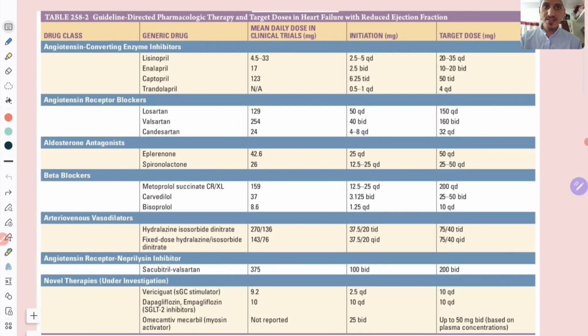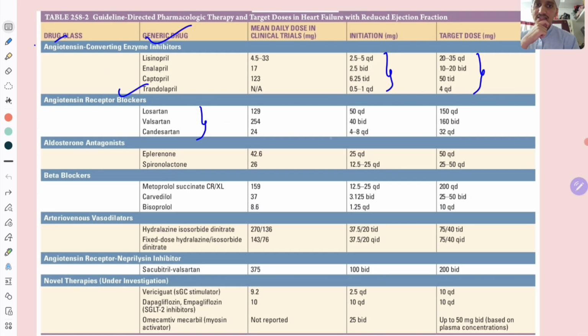So this table is from Harrison. This is about the dose. See here, ACE inhibitors. When you are starting, for example, lisinopril or enalapril or captopril, this is the initiation dose, and this is the target dose. ARBs, losartan, valsartan, candesartan. This is the initiation dose. Valsartan, you remember 40 BD, and the target dose is 160 BD. Okay.